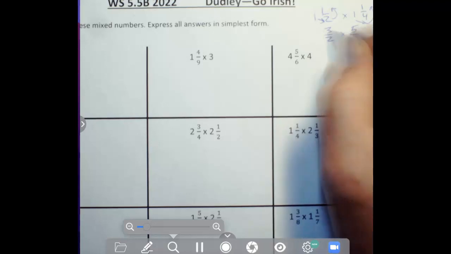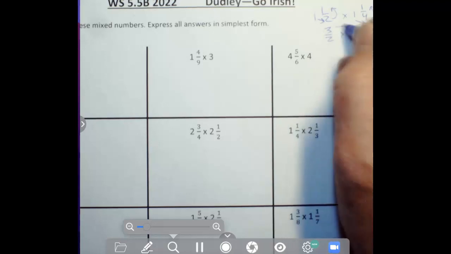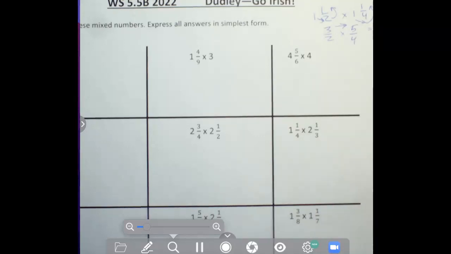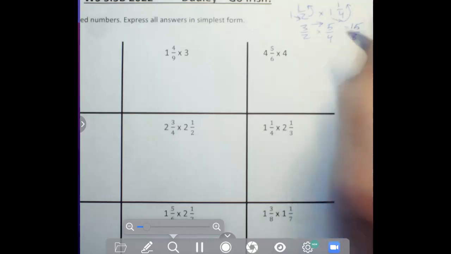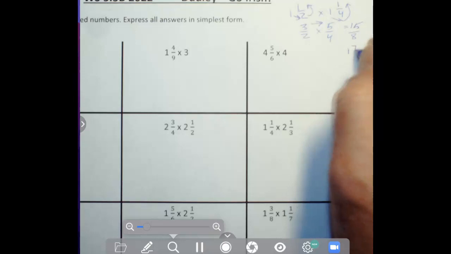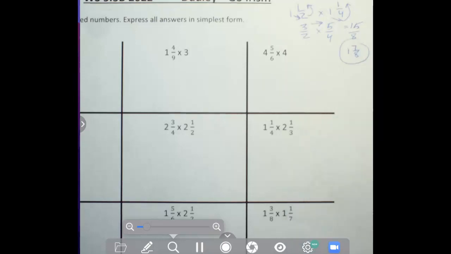You can check for cross reduction. There isn't any. 5 times 3 is 15. 2 times 4 is 8. You can take 15 divided by 8, and that would go in there 1 7/8 would be your answer. And I'll go over that in more detail here on one of the problems.